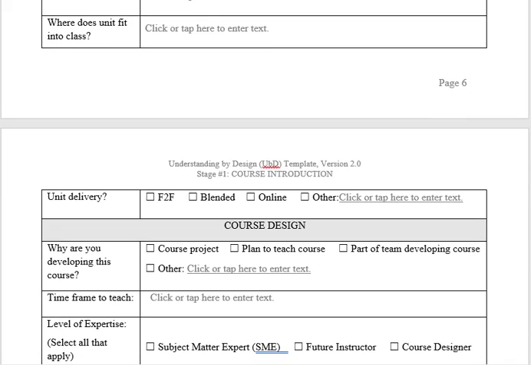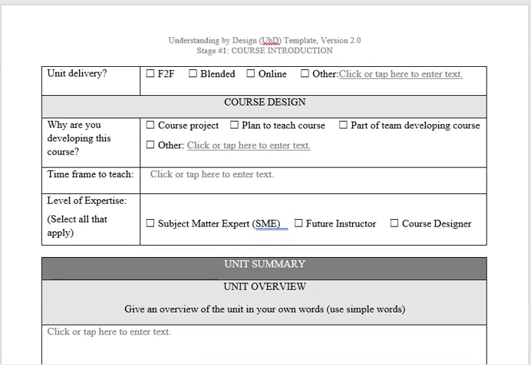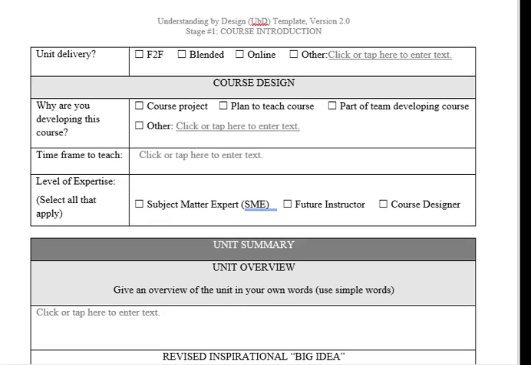Then how are you going to deliver this unit? Is it going to be face-to-face? Is it going to be blended face-to-face and online? Strictly online, or do you have some other method that you're going to be delivering this material? And then what is your part in developing the course and why are you developing it?